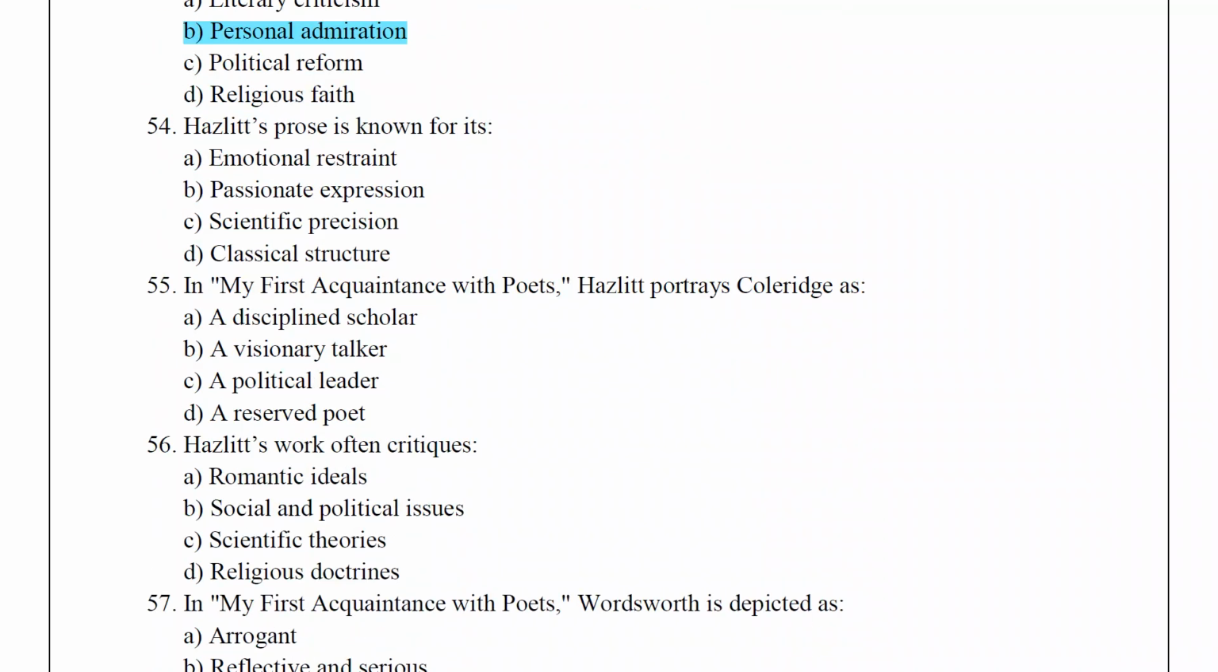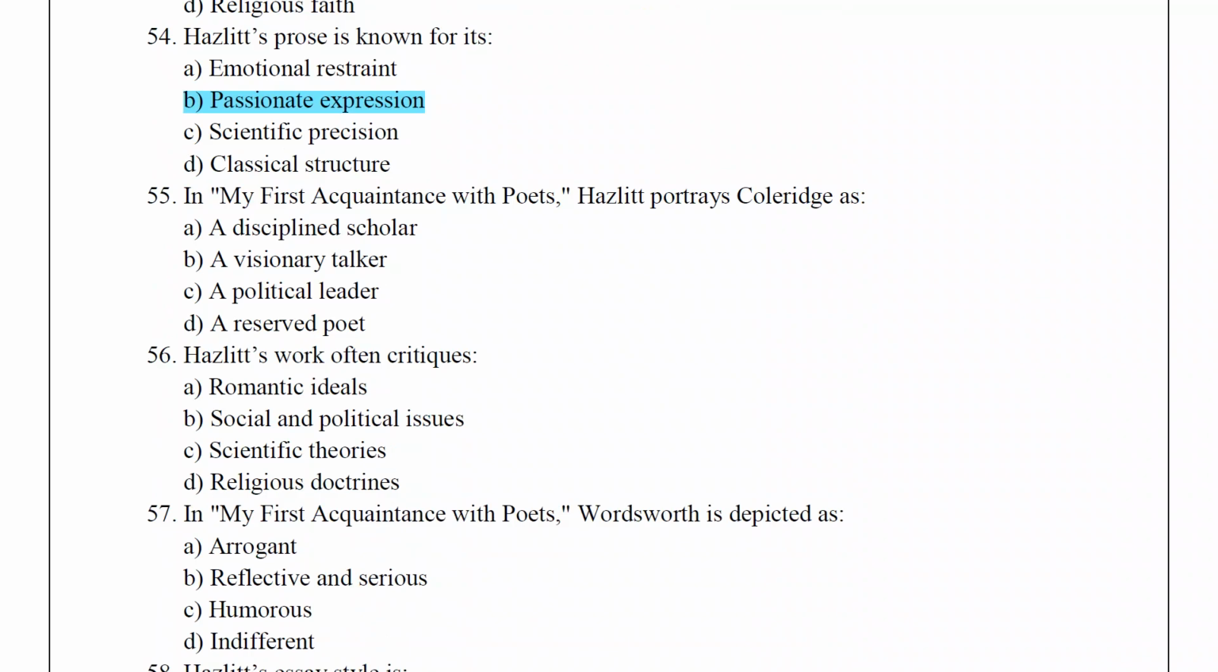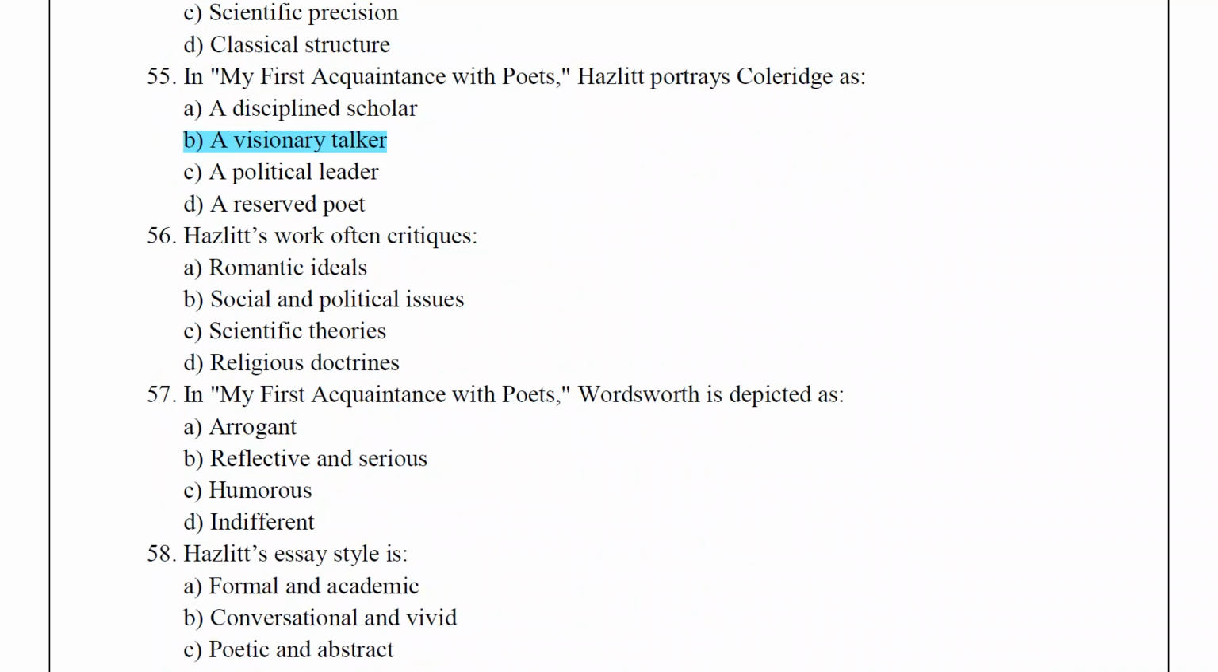Hazlitt's prose is known for its passionate expression. In My First Acquaintance with Poets, Hazlitt portrays Coleridge as a visionary talker. Hazlitt's works often critique social and political issues.